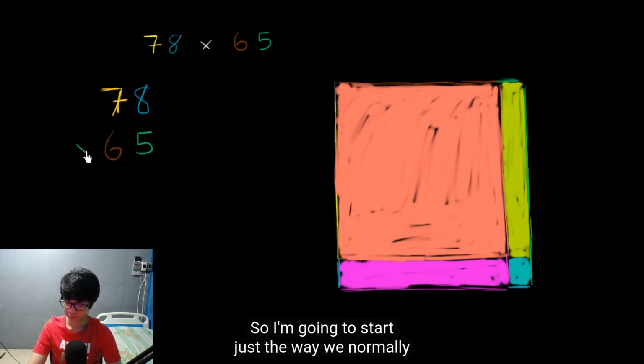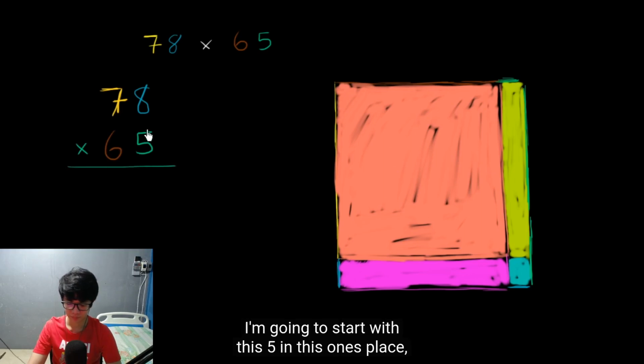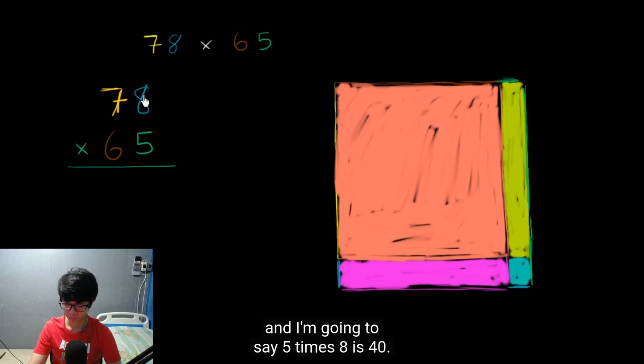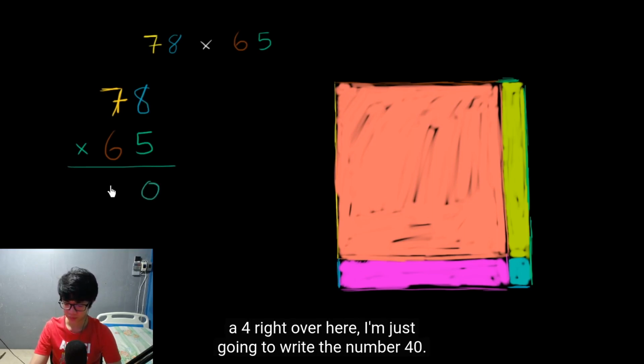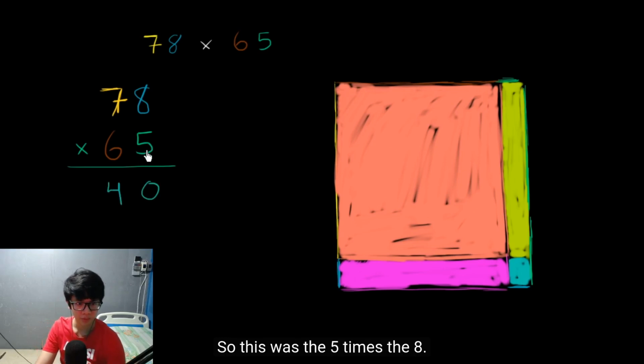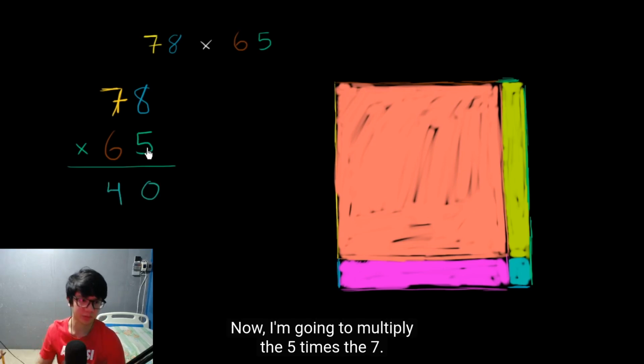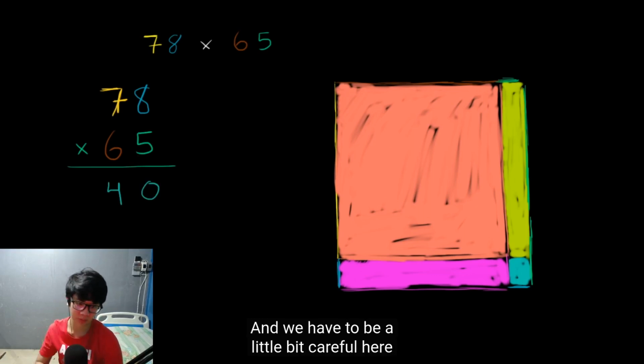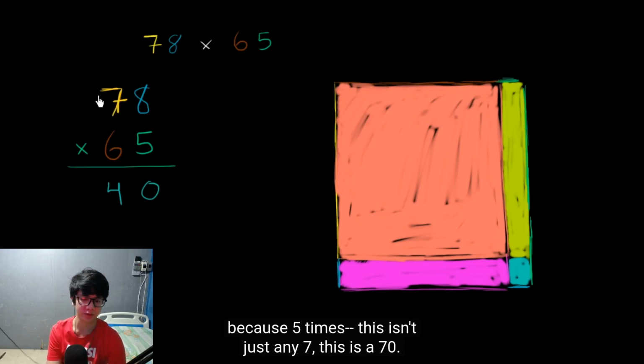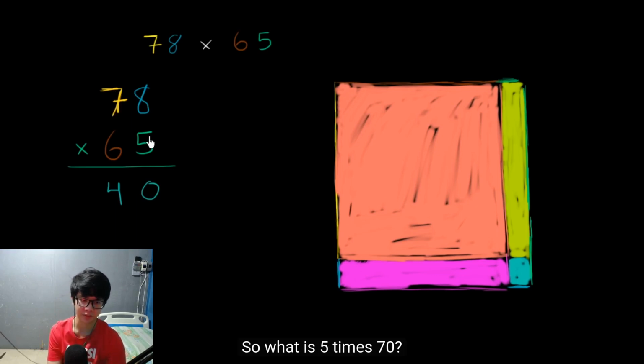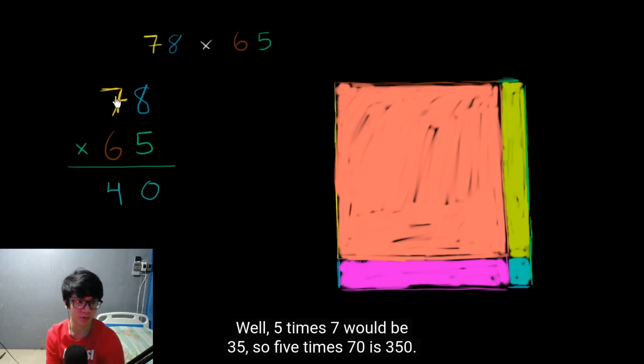So I'm going to start just the way we normally start when we multiply. I'm going to start with this 5 in the ones place. And I'm going to say 5 times 8 is 40. And instead of just writing a 0 and carrying a 4, I'm just going to write the number 40. So this was the 5 times the 8. Now I'm going to multiply the 5 times the 7. And we have to be a little bit careful here, because this isn't just any 7, this is a 70. So what is 5 times 70? Well, 5 times 7 would be 35, so 5 times 70 is 350.